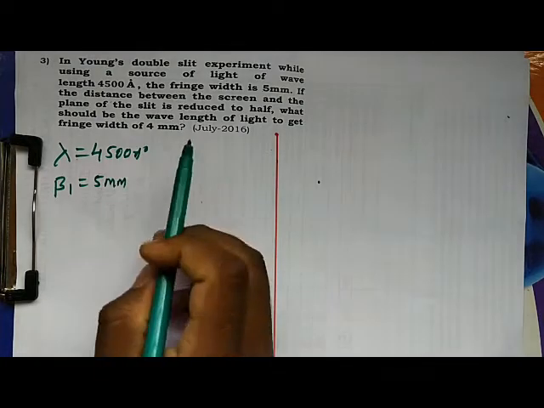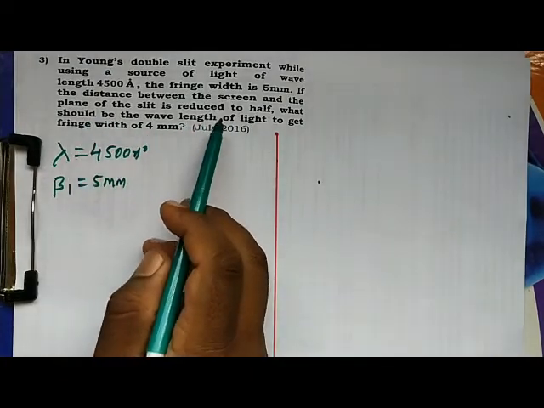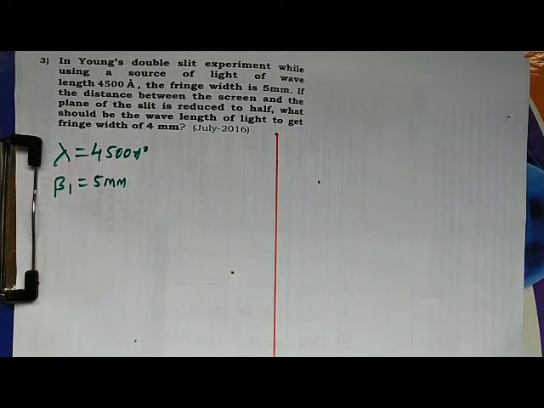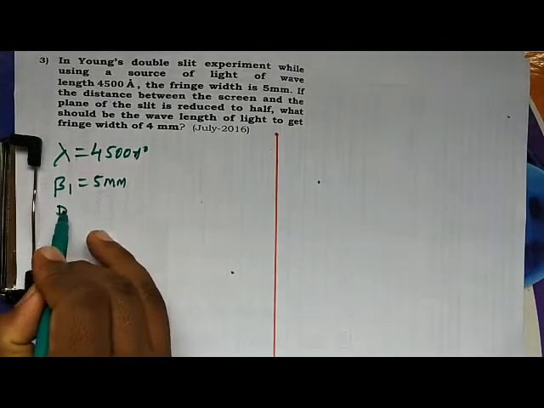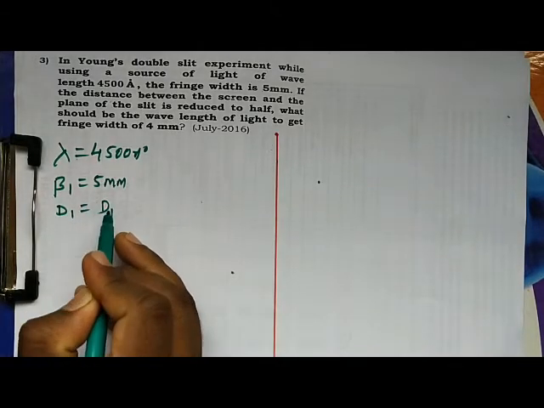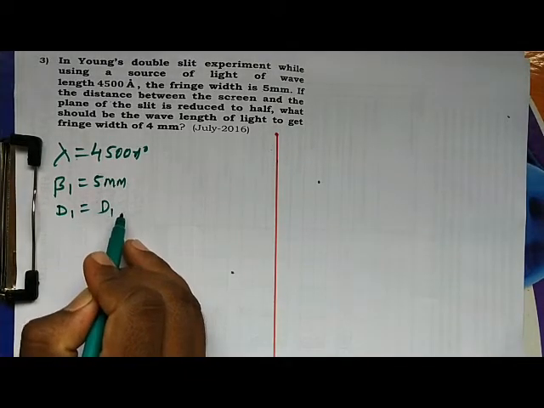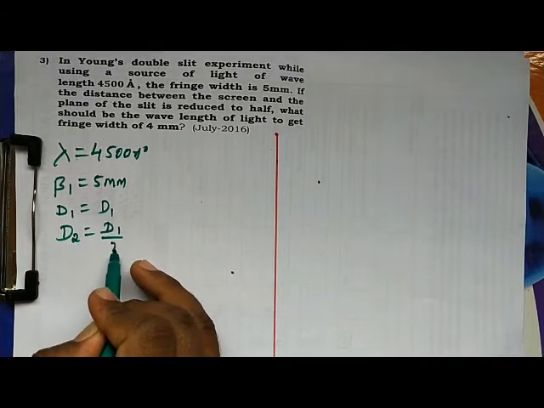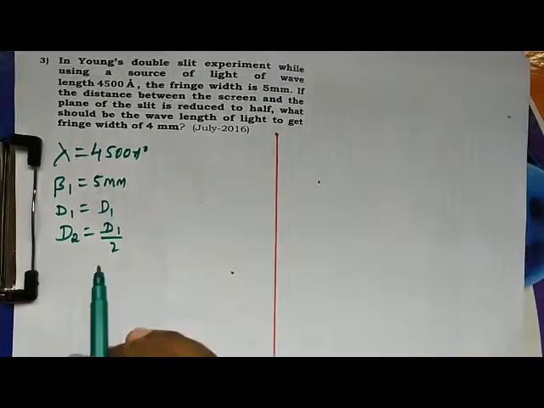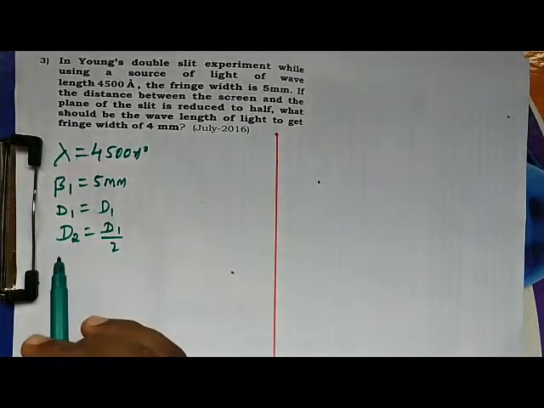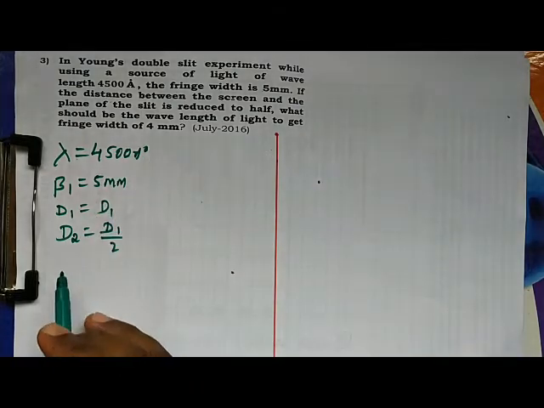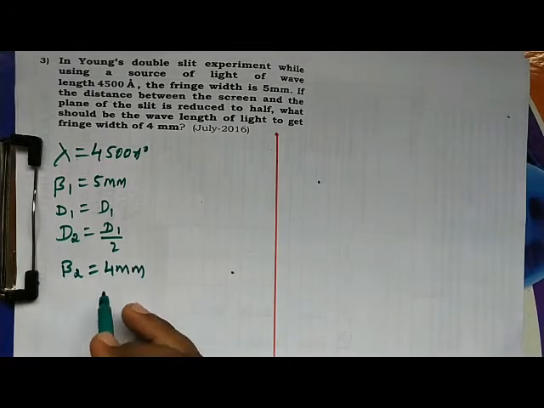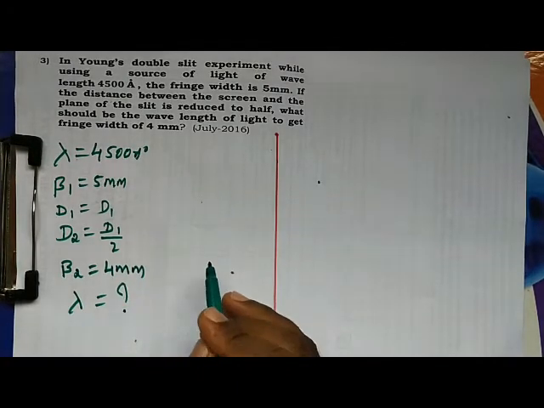If the distance between the screen and the plane of the slit is reduced to half, look here. This fellow is saying the distance between the slit and screen is reduced to half. The initial distance, you take d1 as the initial distance. The changed distance d2 is equal to half of the initial distance, d1 divided by 2, as per the given data. So what should be the wavelength of the light used to get a fringe width of 4 mm? So beta 2 is given, beta 2 value is 4 mm. So here we need to find out the wavelength of the light.